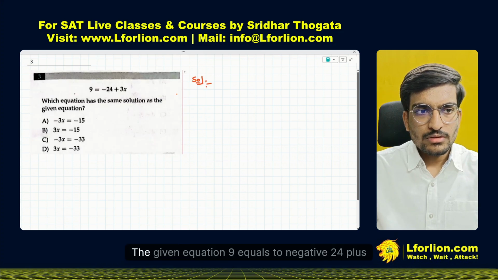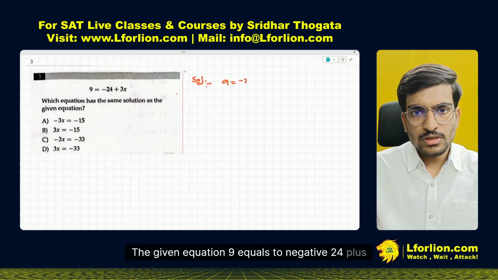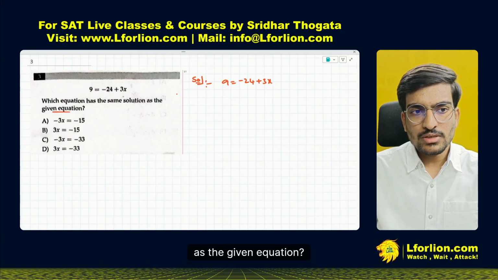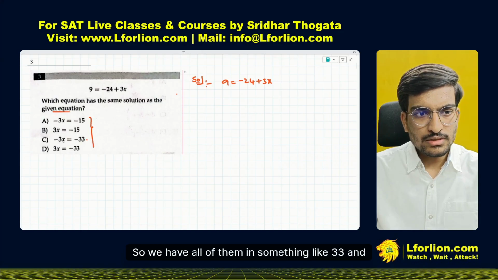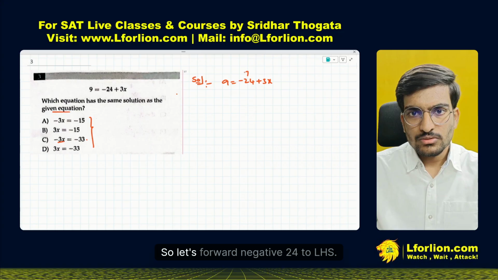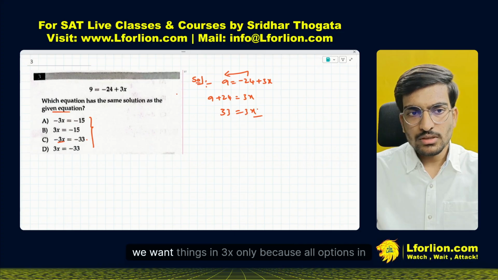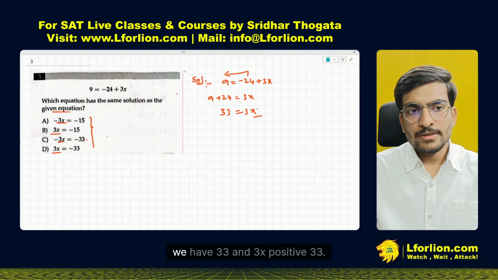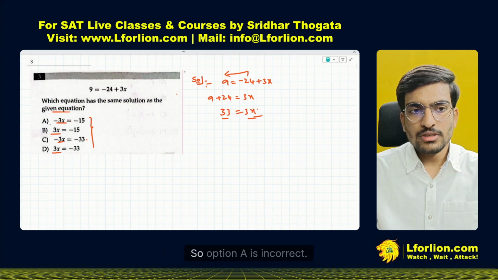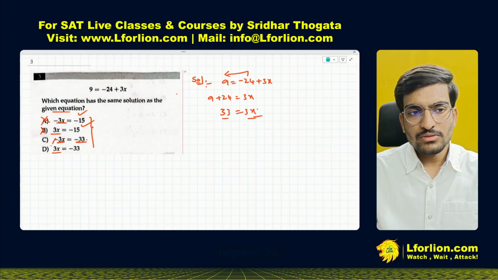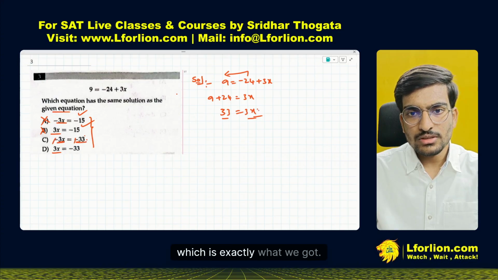That's what we need. Here the given equation is 9 equals negative 24 plus 3x. Which equation has the same solution as the given equation? All the options are in terms of 33 and 3x, so let's try to find it. Let's forward negative 24 to the LHS. That's going to be positive 24. 9 plus 24 equals positive 3x, so 33 equals 3x. Just stop here. We don't want x alone. We want things in 3x only, because all options are like that. We have 33 and 3x. Option A has positive 33, so option A is incorrect. Option B as well. Option C is negative 3x equals negative 33. So negative, negative cancels, and it's going to be 3x equals 33, which is exactly what we got.